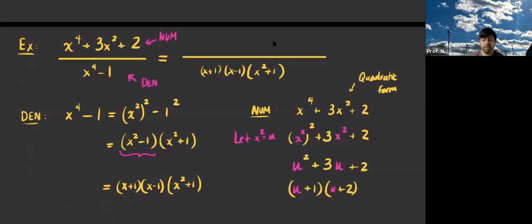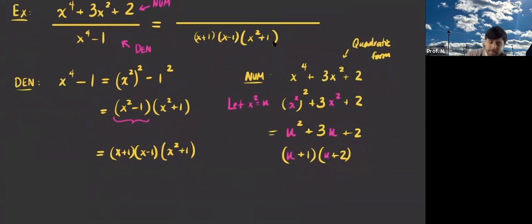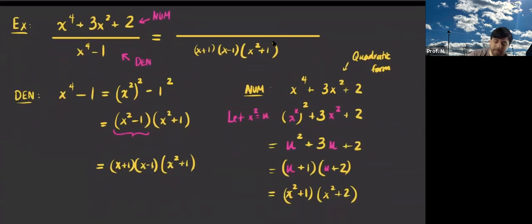But of course, we're not dealing with u's. This u idea just came out of almost like my imagination. I originally have x's in them. So then I have to put back what u originally was equal to, which is x squared. So I write x squared plus 1 and x squared plus 2. So that's going to be the factorization of the top. You see that? Does everybody see that? Any questions about this?